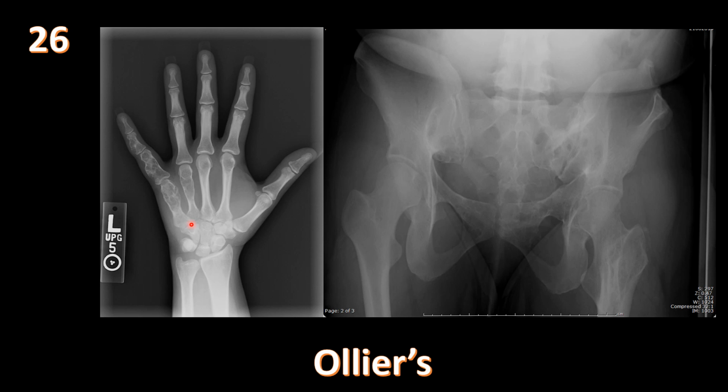When you see multiple enchondromas and osteochondromas, it's called metachondromatosis. Also important to remember that enchondromatosis or Ollier's has an increased risk of degeneration to chondrosarcoma, somewhere from 25% to 40% increased risk.